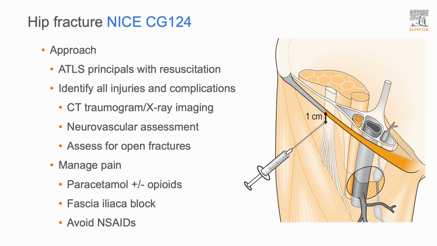Pain should be managed with paracetamol and opioid analgesia. Commonly used in hip fractures are fascial iliaca blocks, which are local anaesthetic nerve blocks, a type of regional anaesthesia used to provide anaesthesia to the hip and thigh. And NSAIDs should be avoided.